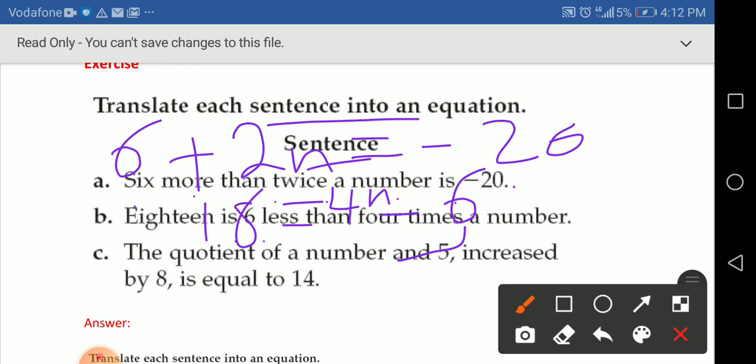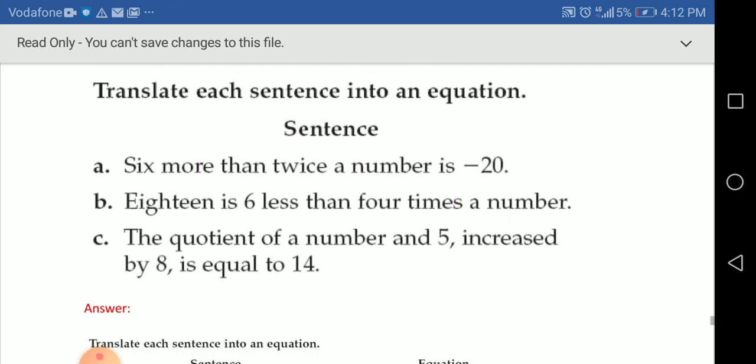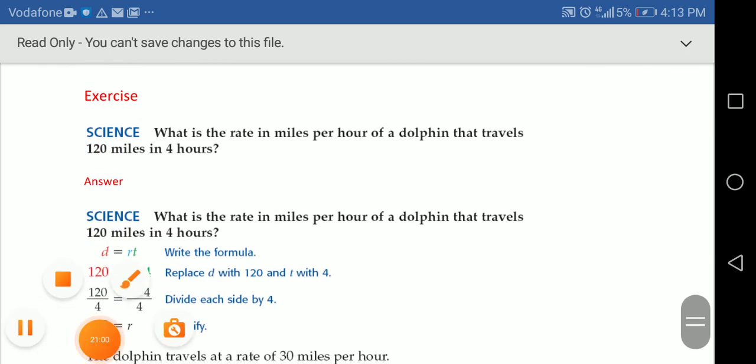Remember, I have here the quotient of a number and 5, increased by 8. Increased means plus. By 8 is equal to 14. Here he asks me just to translate, not to solve, so I'm not going to solve. Okay?